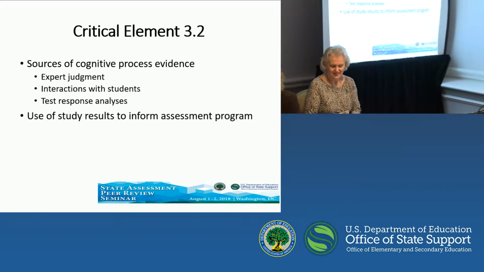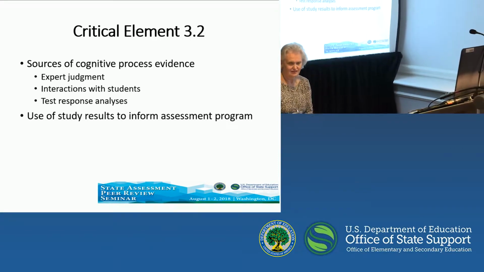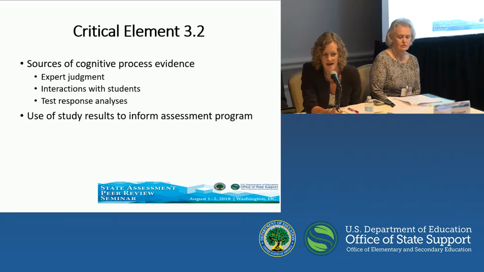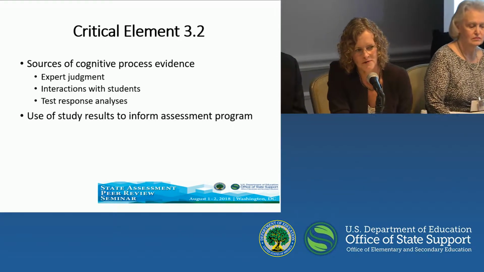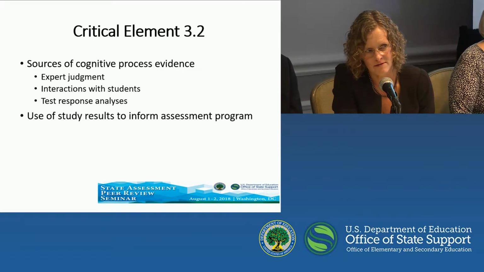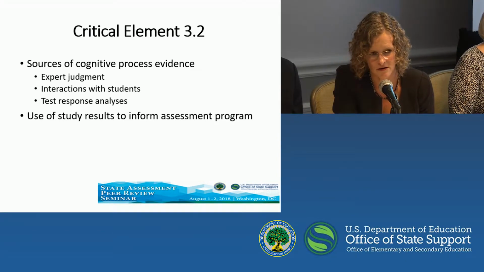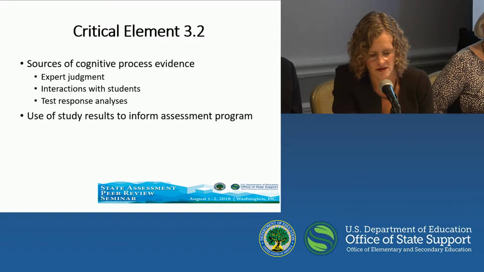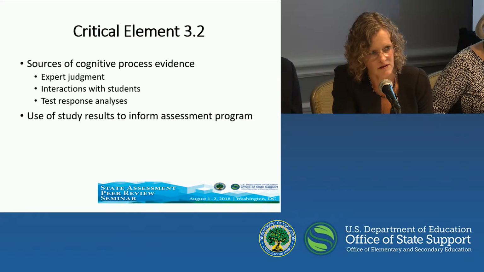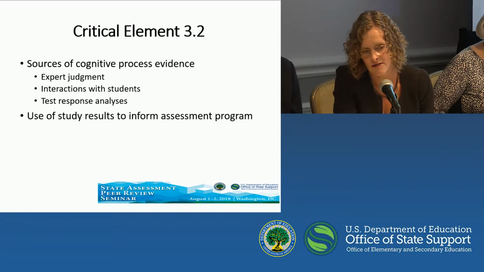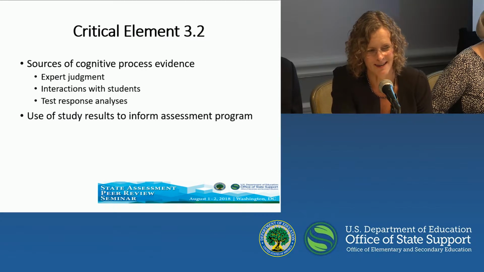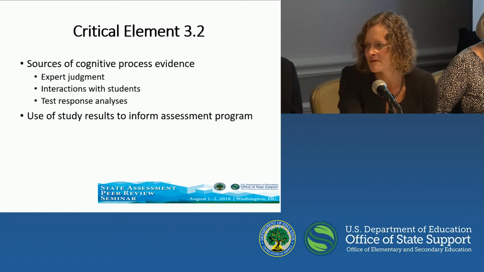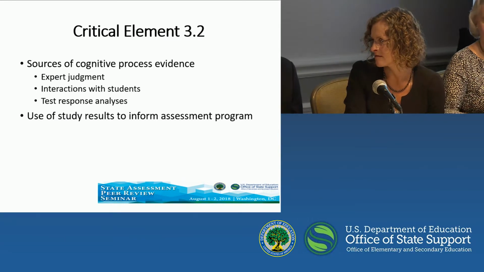Susan asked me to make a comment about alternate assessments with regard to cognitive processes. The standards for reporting whether the intended cognitive processes are evoked remain the same, but collecting evidence from that population is just even more difficult. So I don't have a lot of recommendation there. I just have a lot of acknowledgement of how difficult that remains.